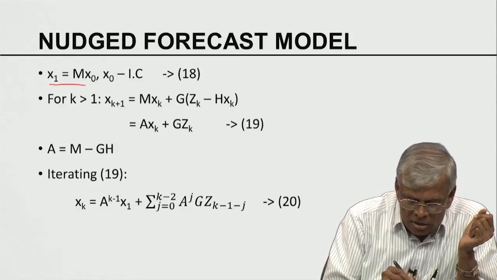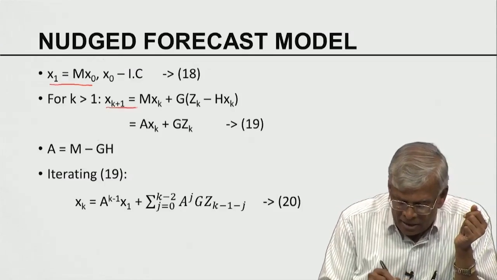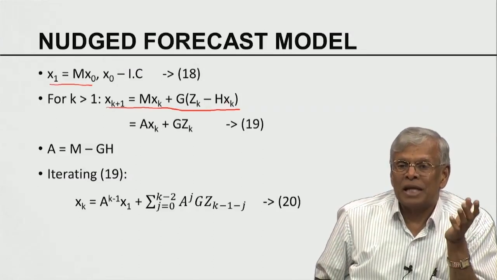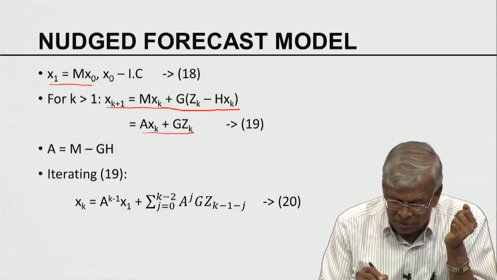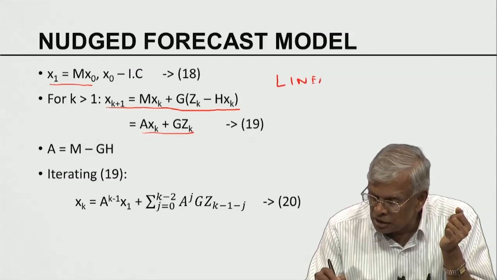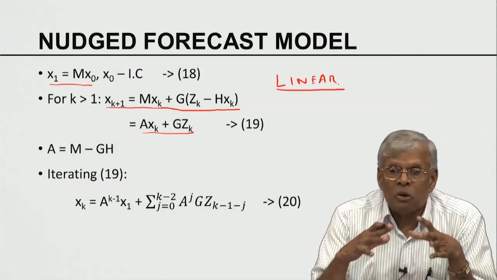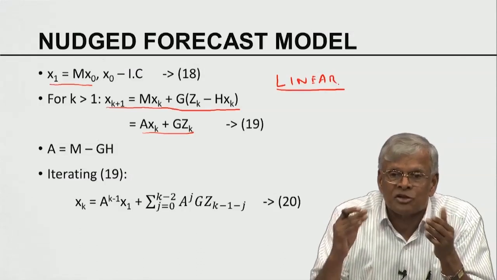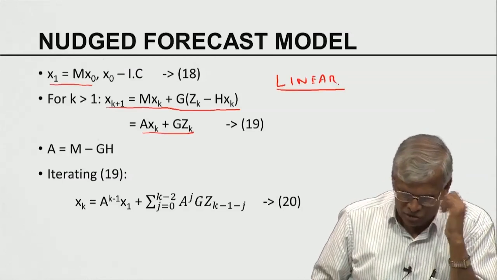So let x1 be equal to M of x0 be the initial condition. For any k greater than that, x k plus 1 equals M of x k plus G times z k minus H x k. That is the nudged model. The nudged model can be written like this because I am considering a linear model to be able to do things a little more precisely. For non-linear, I would like to expose the difficulty through the linear model. If the linear model is difficult, the non-linear model is at least one notch more difficult than the linear model. That's the aim in this discussion.